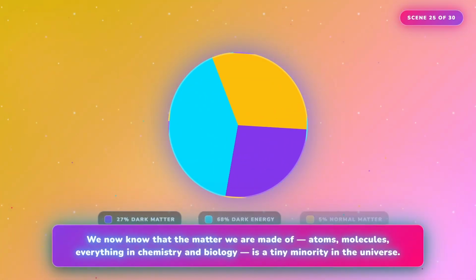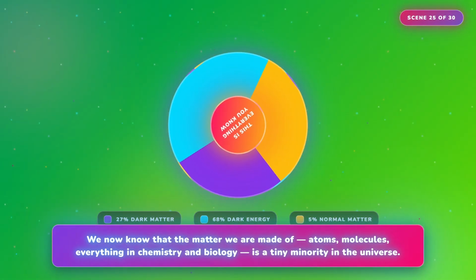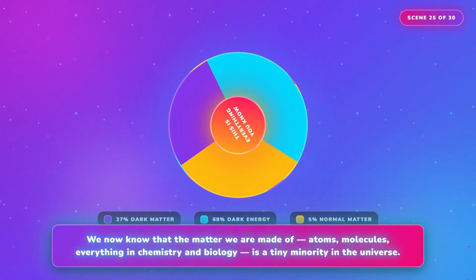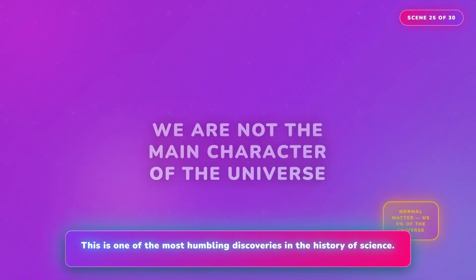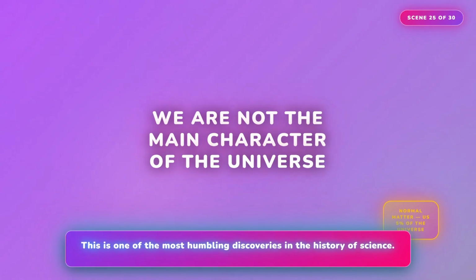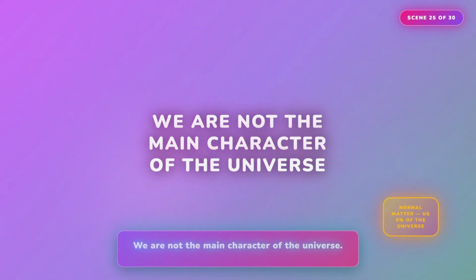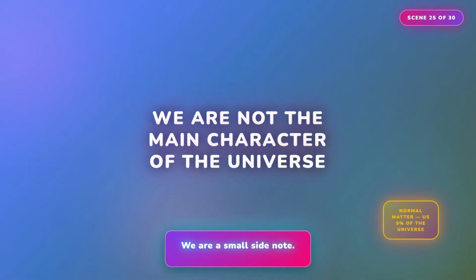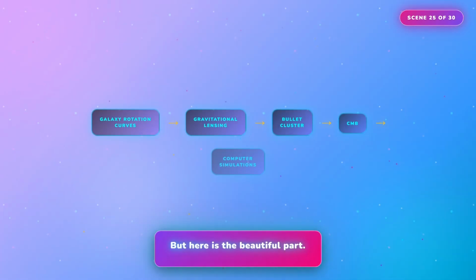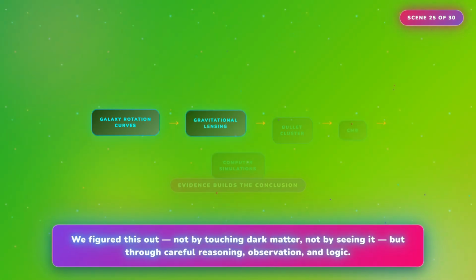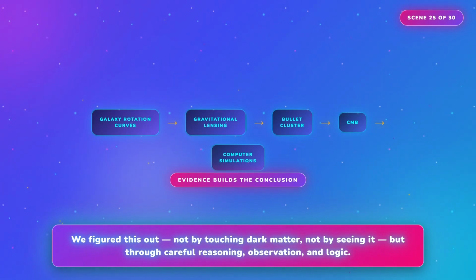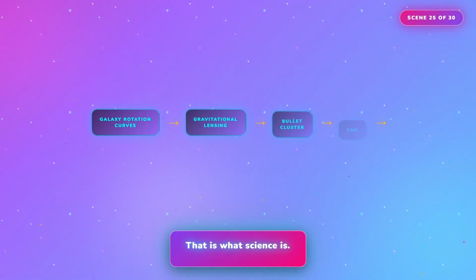We now know that the matter we are made of, atoms, molecules, everything in chemistry and biology, is a tiny minority in the universe. This is one of the most humbling discoveries in the history of science. We are not the main character of the universe. We are a small side note. But here is the beautiful part. We figured this out, not by touching dark matter, not by seeing it, but through careful reasoning, observation, and logic. That is what science is.